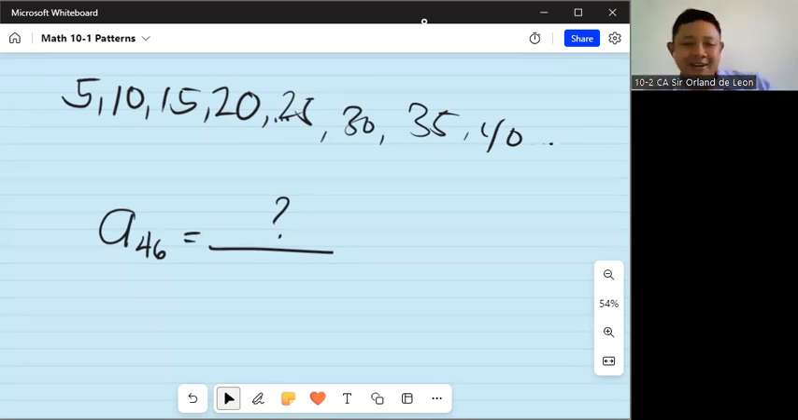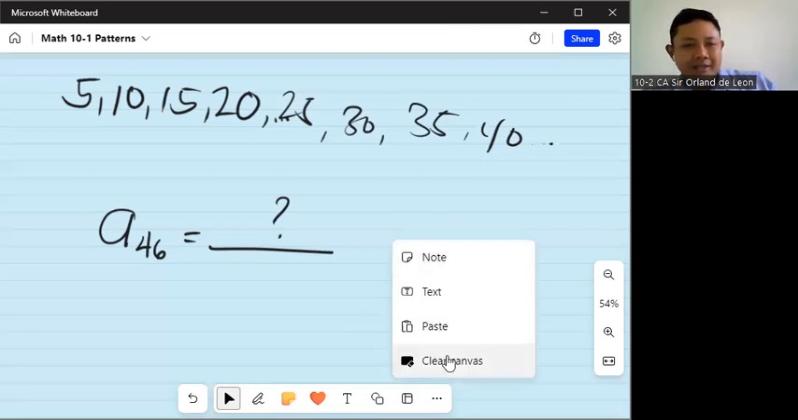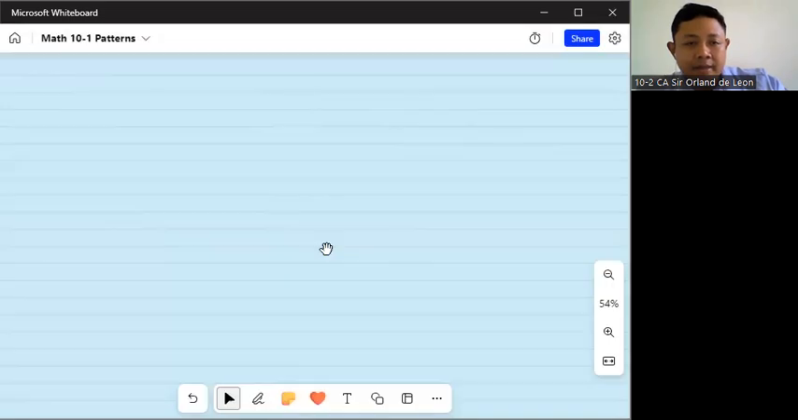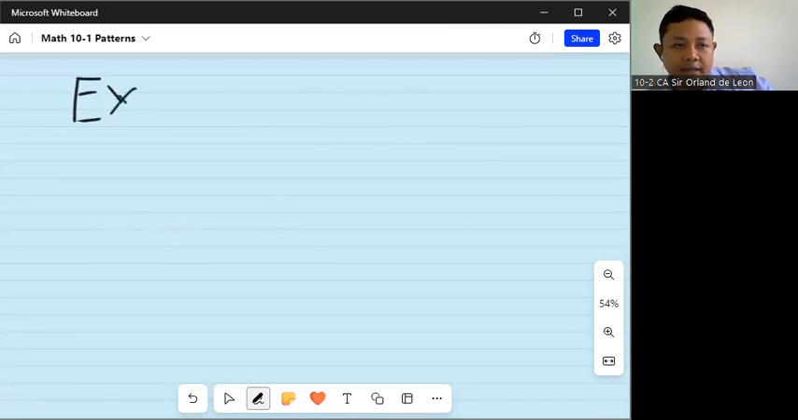So, therefore, for us not to be bothered by these bigger terms that we need to find, we can use the explicit form in finding the explicit form.